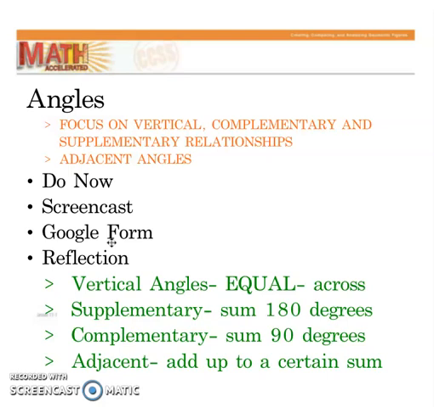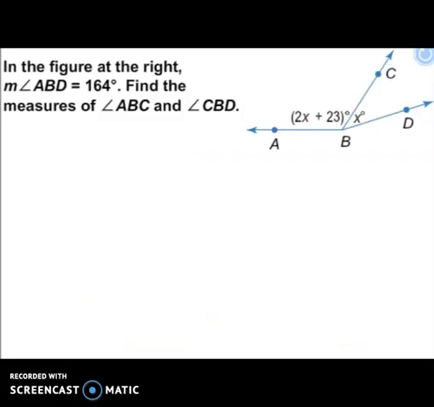The vocabulary words to remember: vertical angles are equal and they are across from each other. Supplementary, the straight line, they sum to 180 degrees. Complementary, they sum to 90 degrees. And adjacent, they just add up to a certain sum. They share a common ray, but the sum does not have to be 180 or 90. So let's look at the first one.